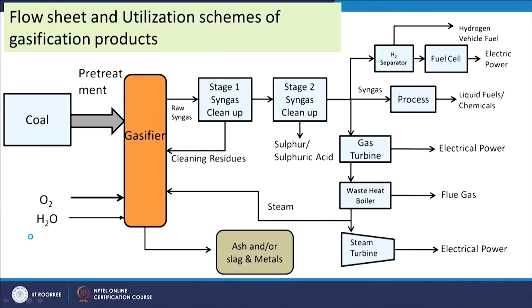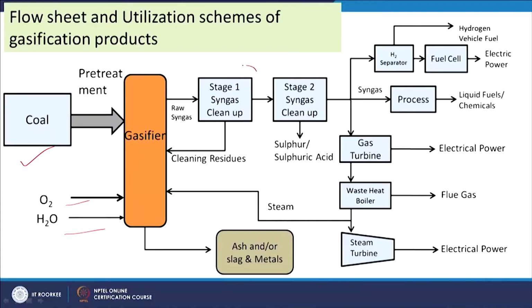Now, we will see how we will use this, the flow sheet and utilization schemes of gasification products. So, we have coal here, then we are sending it to the gasifier with steam and oxygen, then we will get syngas. The syngas has to be cleaned up first. In the first stage of cleaning we are removing the particulates, and in the second stage we are removing the sulfur. Then it comes out as pure syngas, and there will be some conditioning and then utilization.